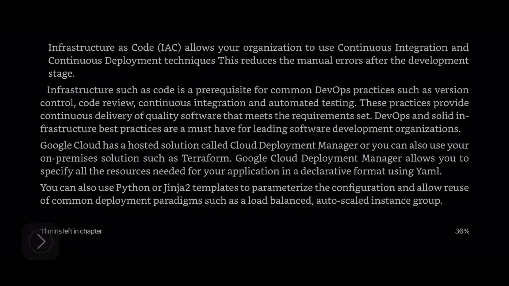2.4 Manage infrastructure as code. Infrastructure as code, IaC, allows your organization to use continuous integration and continuous deployment techniques. This reduces the manual errors after the development stage. Infrastructure as code is a prerequisite for common DevOps practices such as version control, code review, continuous integration and automated testing. These practices provide continuous delivery of quality software that meets the requirements set.